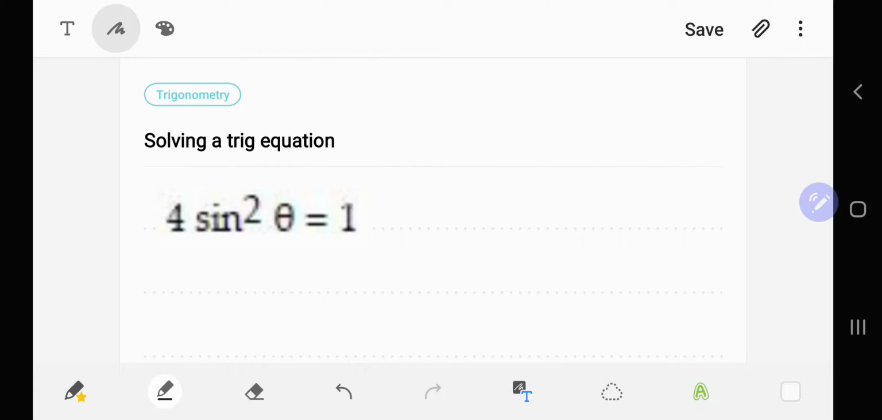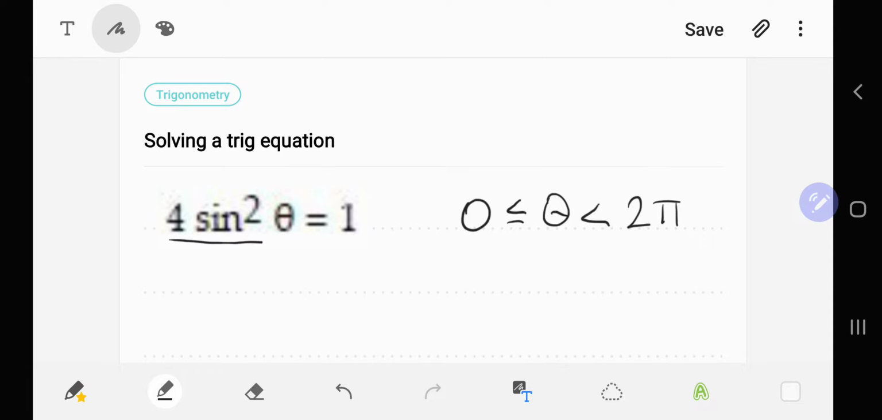Alright, in this example we're going to look at how to solve a trig equation. So in this equation we have 4 sine squared theta equals 1, and our goal is to solve for theta. We're going to find all of the angles that make this equation true, and in this problem it does specify that we're looking for values of theta that are greater than or equal to 0 but less than 2 pi. So basically within one revolution of the unit circle we're going to find all of the angles that make this equation true. So let's get started.